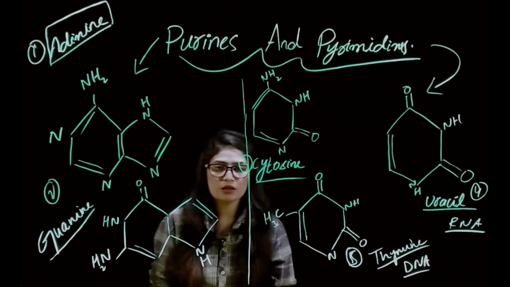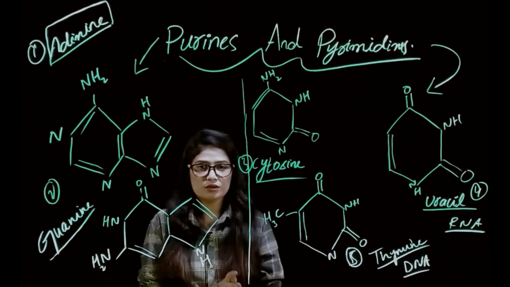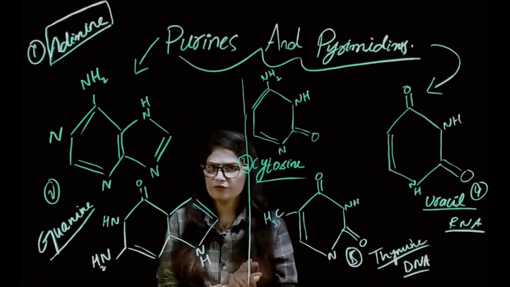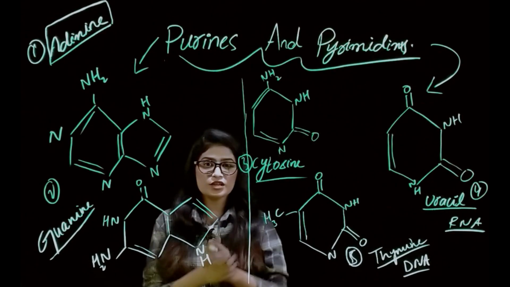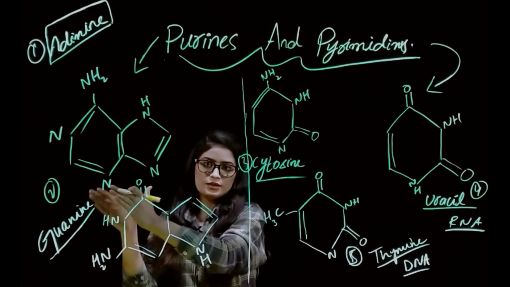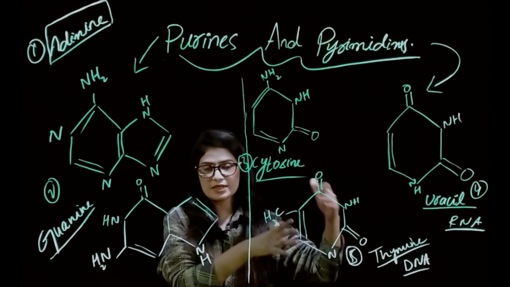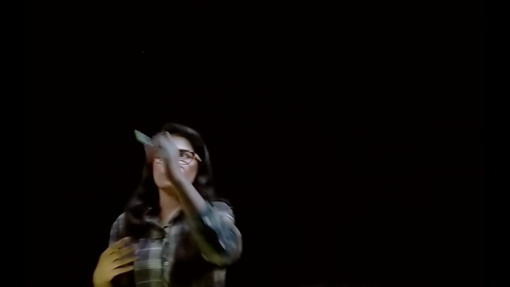Now, if you talk about how you can remember, there are some tricks, I must say. With the help of some mnemonics, you can memorize which nitrogen bases are placed in purines and which nitrogen bases are placed in pyrimidines. So first we go with purines.